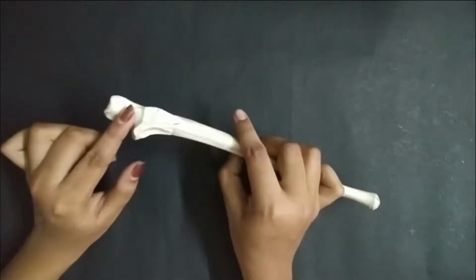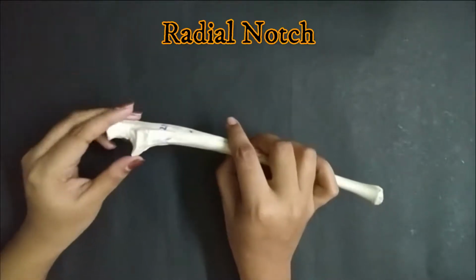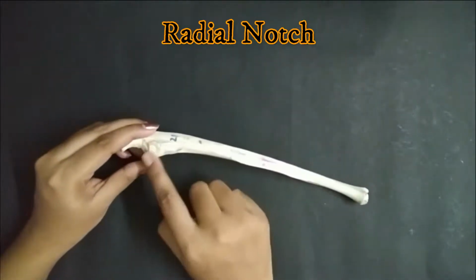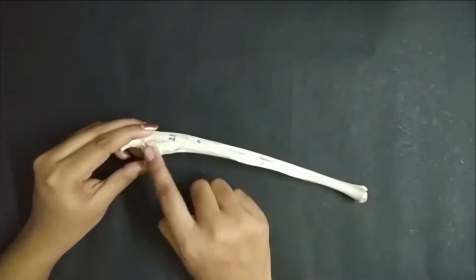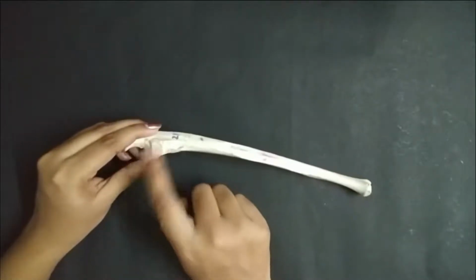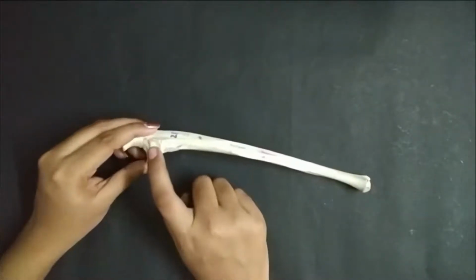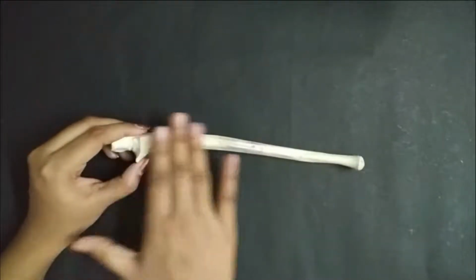Now next is the radial notch. The radial notch is this one, which accommodates the head of the radius and forms the superior radio-ulnar joint. Now let's move on to the shaft.